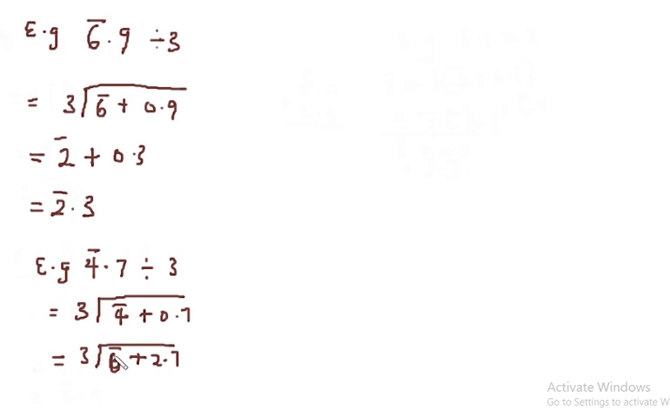So now our condition is satisfied. 6 bar can be divided by 3. So 6 bar divided by 3 is 2 bar, plus 2.7 divided by 3 is 0.9. This is now equal to 2 bar plus 0.9, which is 2 bar 0.9.